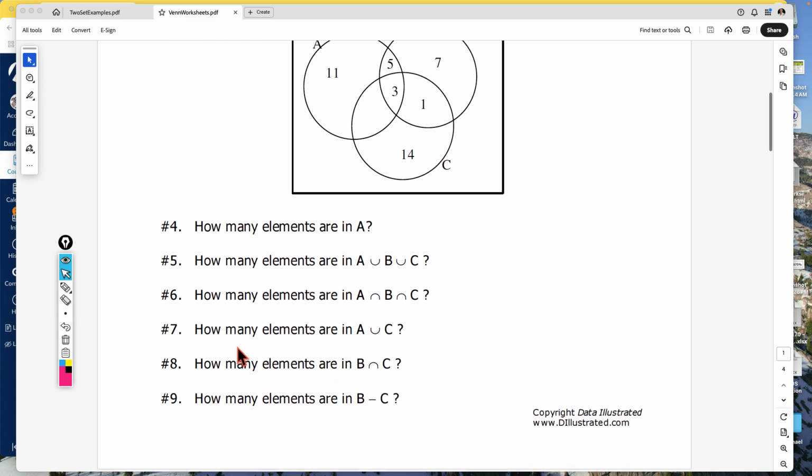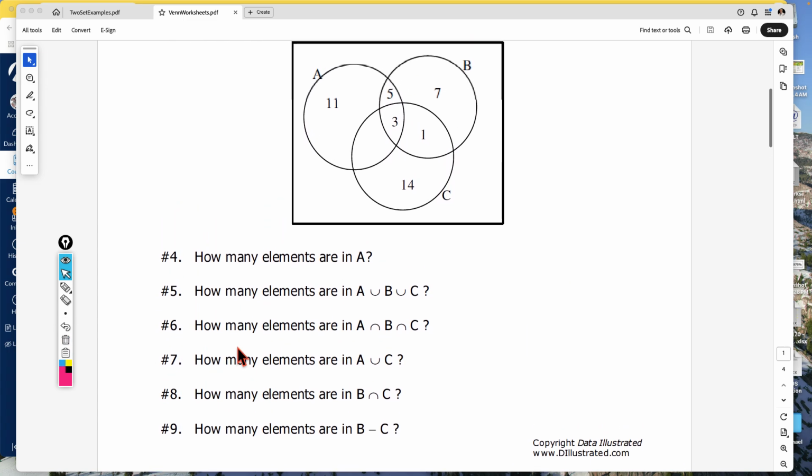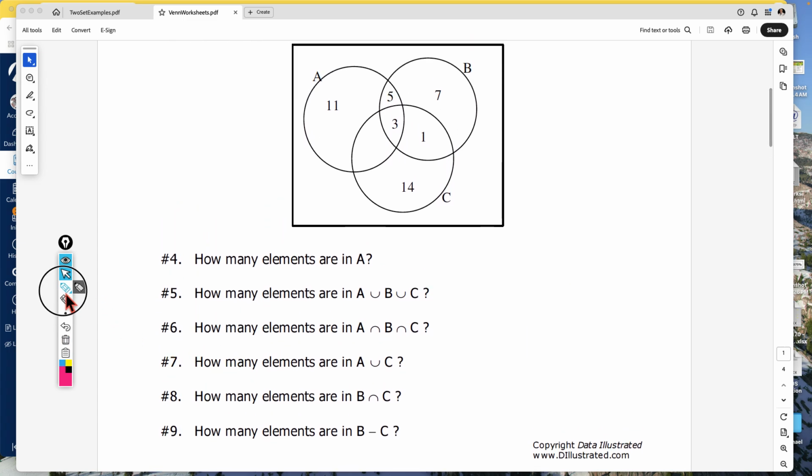Clear off this stuff. Where were we? So how many elements in B intersect C? Here's B, here's C. This is their intersection, right? We can basically ignore A. It's 3 plus 1.